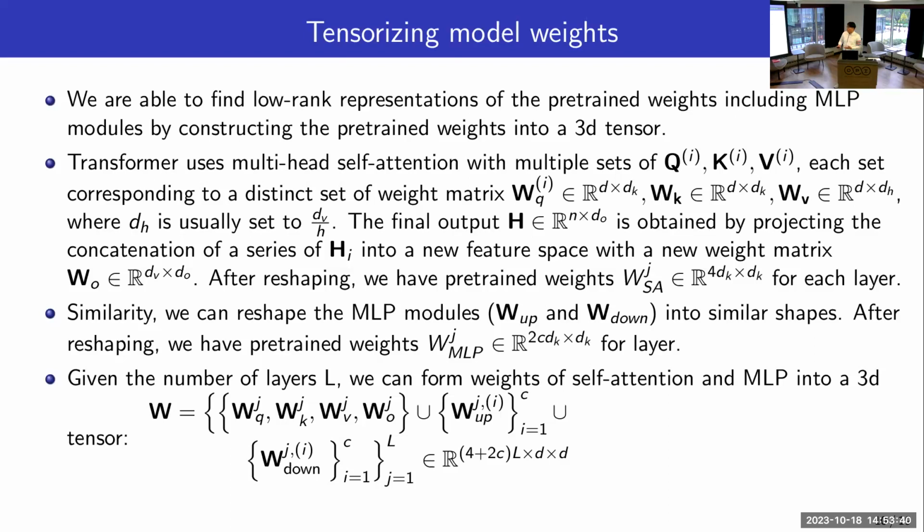And how to incorporate the MLP modules into this? We can simply reshape the MLP, the two matrices W_up and W_down, into similar shapes. After reshaping, we concatenate the pre-trained weights together. We have some 2C, D_K by D_K, some constant number. Overall, if the number of self-attention layers is L, we can form the weights of self-attention and MLP into a 3D tensor. And the final shape should be around 4 plus 2C, times L, the number of self-attention layers, times D by D, the matrix size.